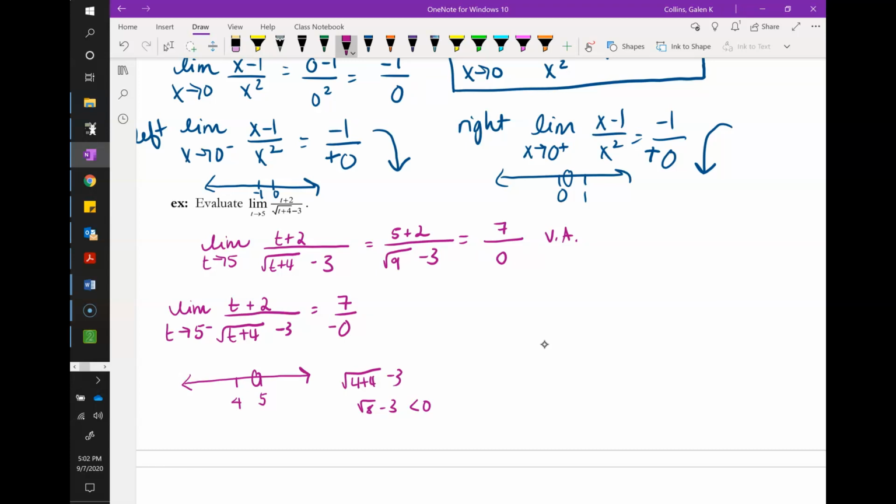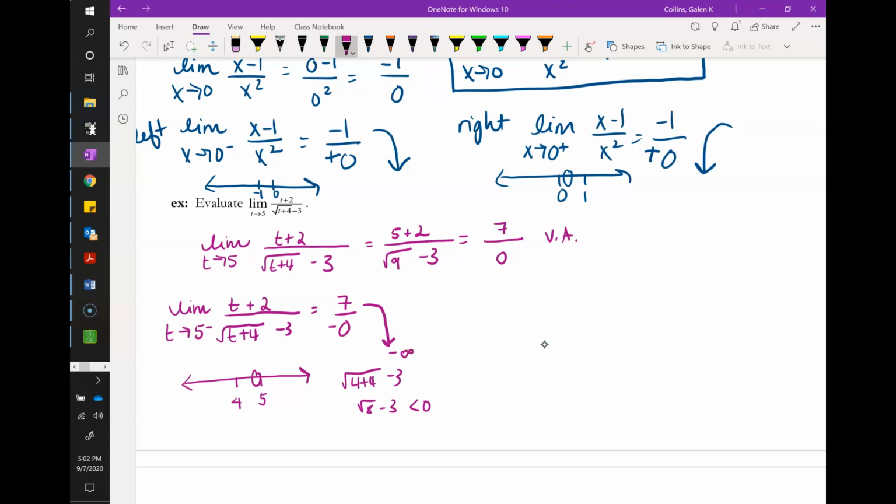So again, a positive number on top divided by a teeny, teeny, tiny negative number. It's not really 0, but as we approach 5, it's getting closer to 0. That's going to cause our graph to go down like that, because 7 divided by the smallest negative number you could think of is going to be a really huge negative number. So we're approaching negative infinity.